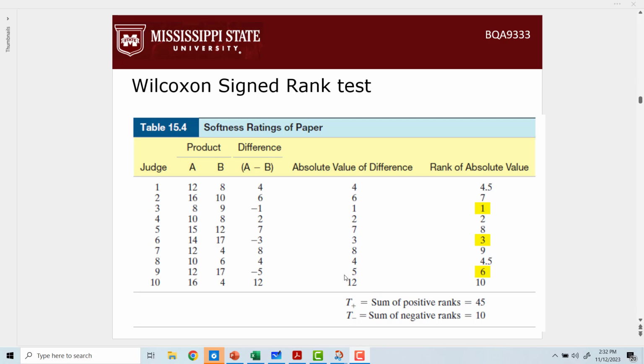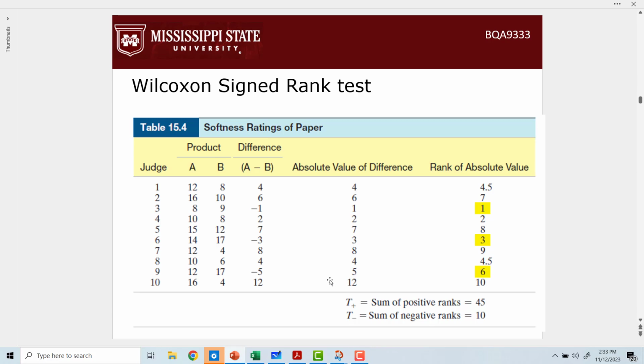Now, with the absolute value of the differences, we basically rank these. The lowest difference is 1, and that has a rank of 1. The next biggest difference is 2, that has a rank of 2. And then the next biggest difference is 3, and that has a rank of 3. As I told you, because of this measurement mistake, these are a little bit wrong. But what we do is we have one set of ranks, and we also record which is negative and which is positive. So we add up all the ranks for positive values and all the ranks for negative values.